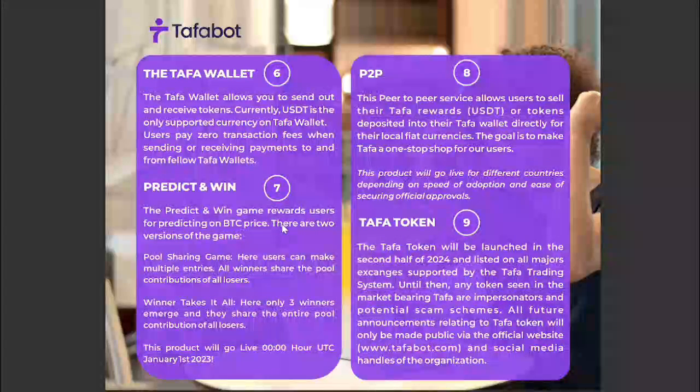The Predict and Win game rewards users for predicting the BTC price. There are two versions of the game. The first one is the pool sharing game. Here users can make multiple entries. All winners share the pool contributions of all losers. Then Winner Takes It All. This is the second phase. Here only 3 winners emerge and they share the entire pool contribution of all losers.